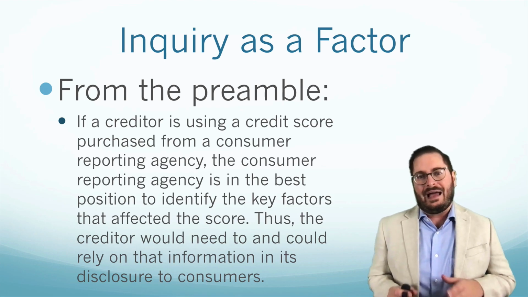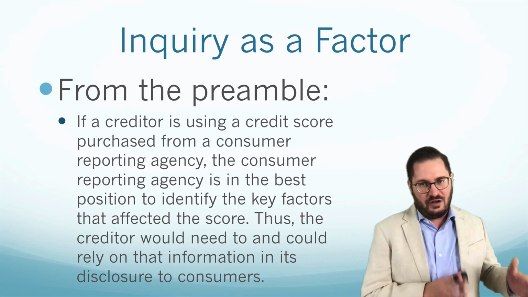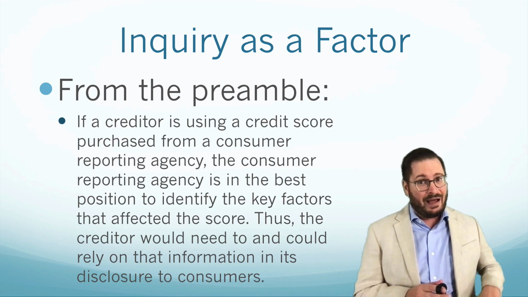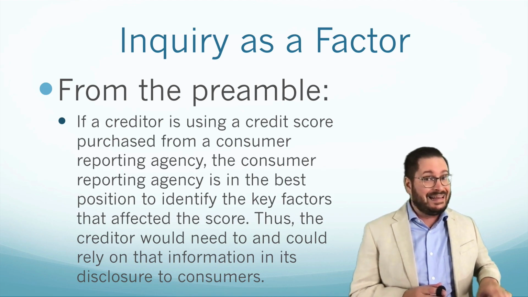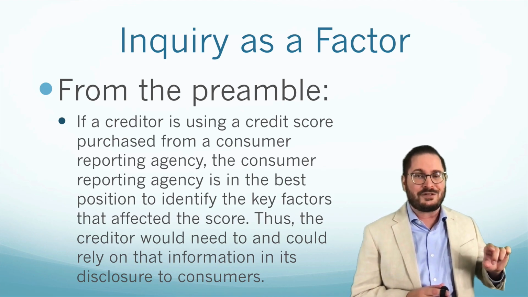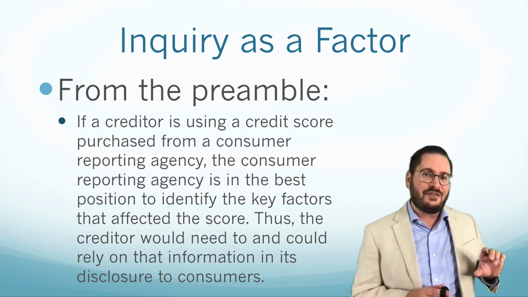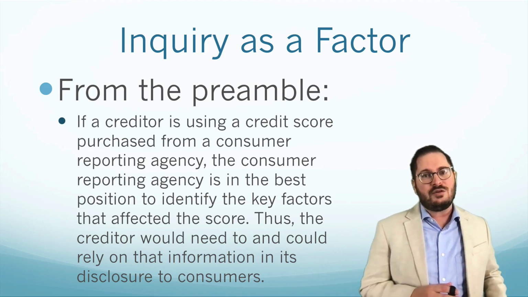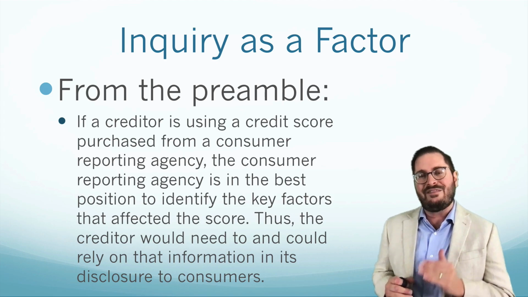So that's what I always do when I'm auditing an adverse action notice. When I get to the key factors, which is at the bottom of the adverse action notice, not at the top, which are denial reasons, which are different, but the key factors affecting the credit score at the bottom, what I always do is pull up the credit report and look for the key factors there.